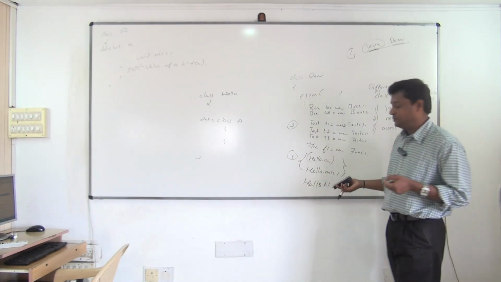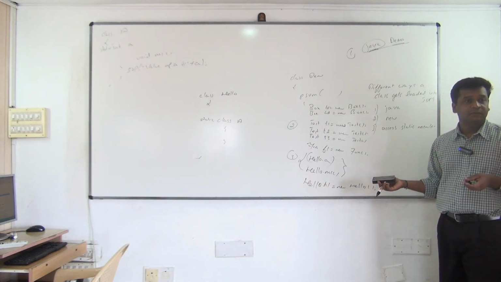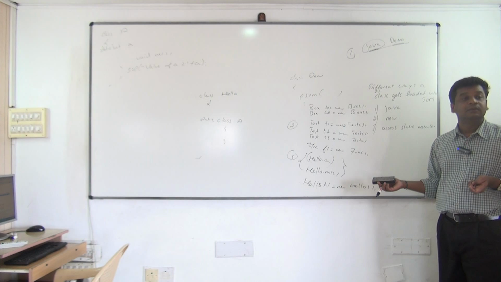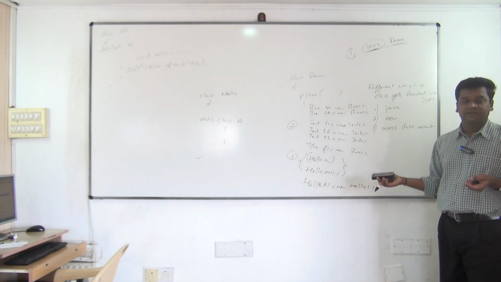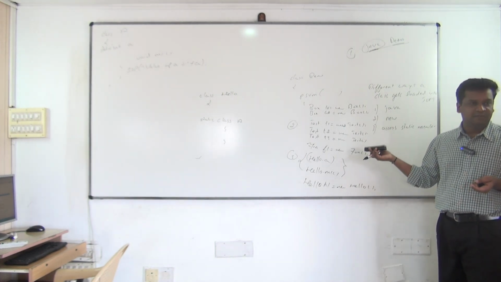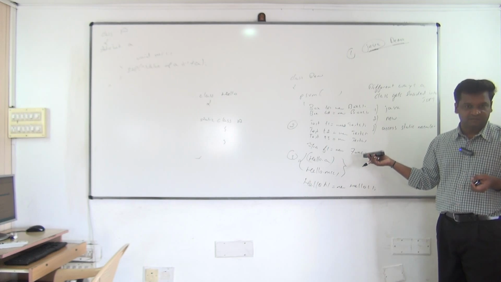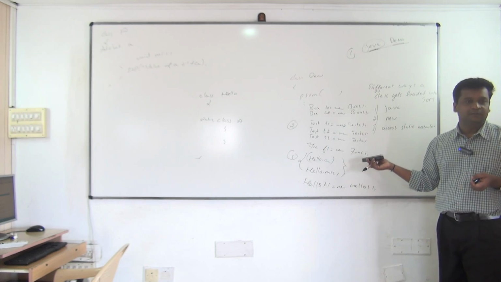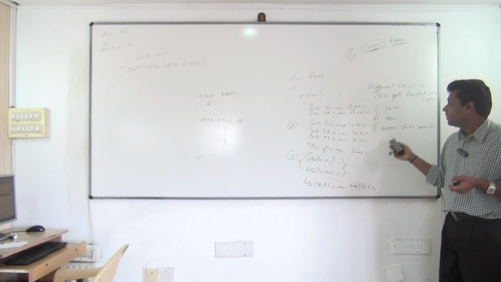Do you have any question here? A static variable has only one copy. So what about static methods? We'll see about static methods. Here we are talking about variables; initially I told you I'll be focusing on variables. Shall I clear all this?